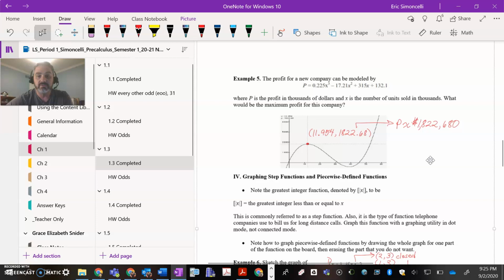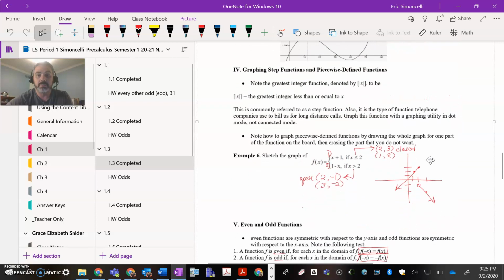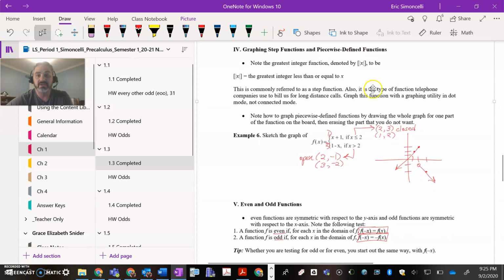So please take advantage. Graphing step functions and piecewise defined functions. There is something called the greatest integer function. This is the notation for it. It essentially means that it's the greatest integer less than or equal to x. This is an application that it's commonly used in. We are going to dedicate a little bit more time later to this concept. The rest of this little section, though, the more important piece really is the piecewise defined function.